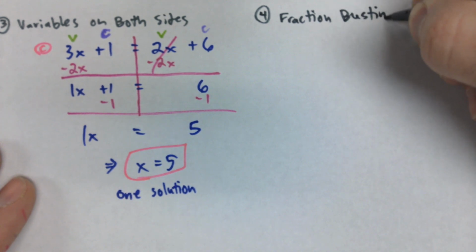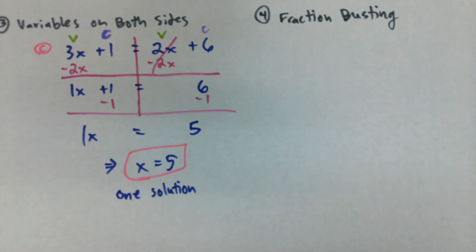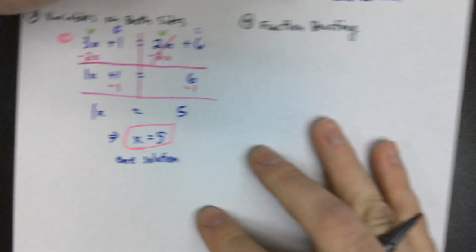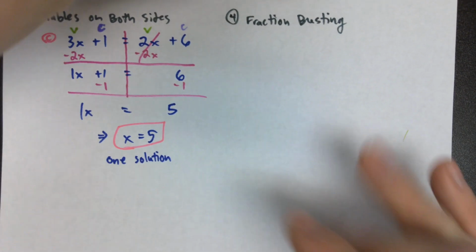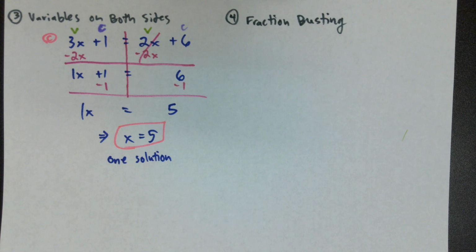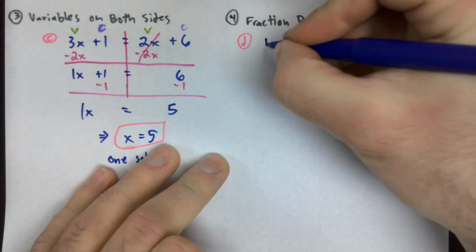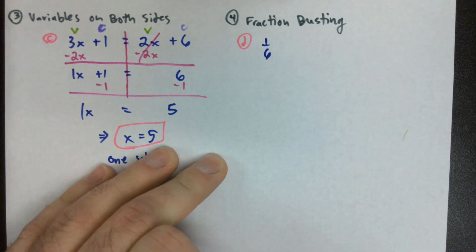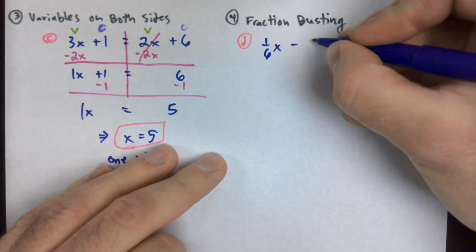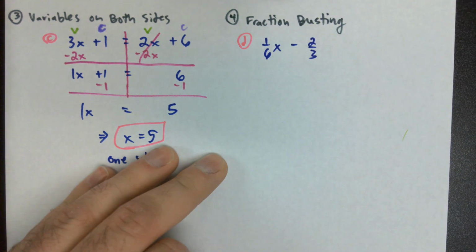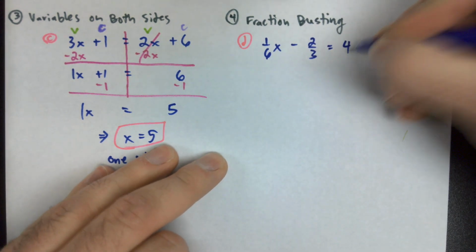Fraction busting. Luckily for us, we're not going to have to worry about this too much for the interim assessment, but we still want to talk about it so we don't forget. Let's see. If we've got example D, let's do 1 over 6 x minus 2 over 3 equals 4.